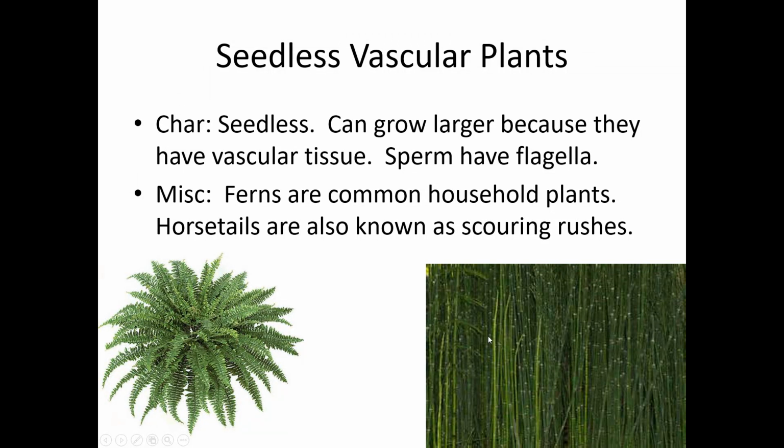Sperm are still flagellated, so they have to stay next to water for reproduction, but because they have vascular tissue, they can grow a portion of their life away from water, and again, they can get to be fairly tall. I think in the lab video I already mentioned that horsetails are also known as scouring rushes because they have silica in their bodies, and that silica is basically like sand, so you can scrub pots and stuff if you're camping out in the wild. People use them to scour their pots and pans.